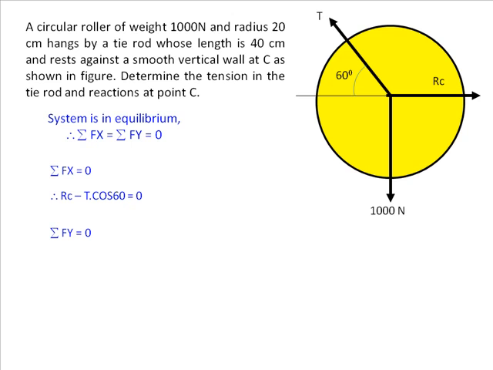Take components of all these forces in the y direction, sigma Fy equal to 0. I get T sin 60 minus 1000 equal to 0. Solve these two equations and we get our T and we get our Rc. And that's what was asked: the tension in the tie rod and the reaction from the wall. Okay, next problem.